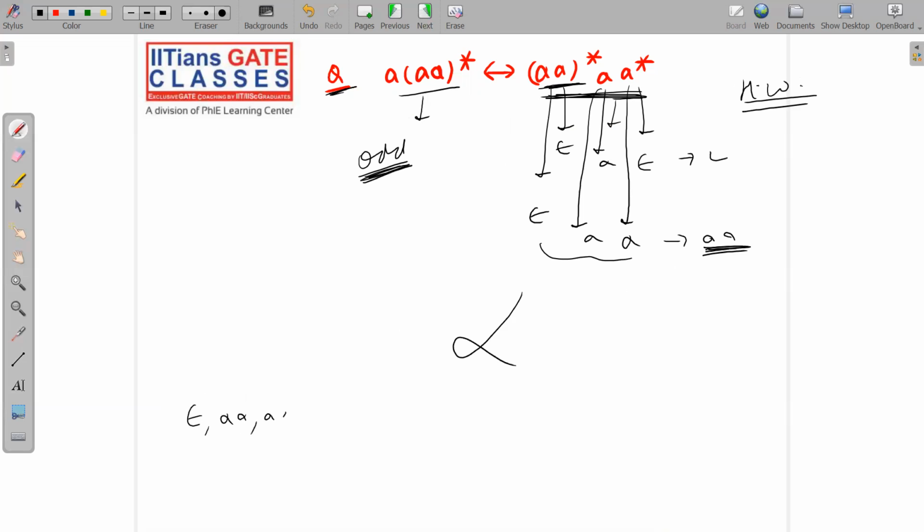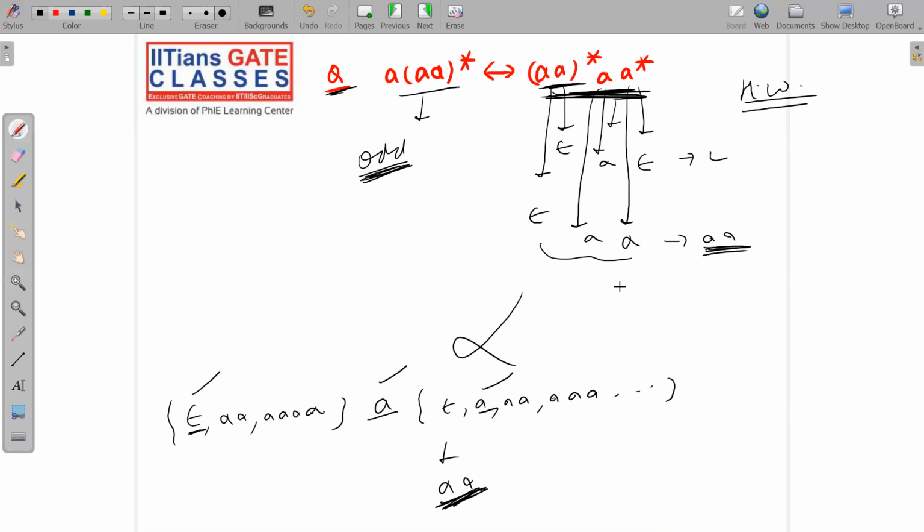Null, double A, 4A's, dot dot dot. This is the expansion of double A star. Now A, then A star: null, A, double A, triple A, dot dot dot. Now just try to imagine all these things. If you take null from here, A from here, and A from here, when you concat null, A, A, you will get double A. So this regular expression represents a regular language in which double A is present, but here double A is absent. Hence, these two are not equivalent.